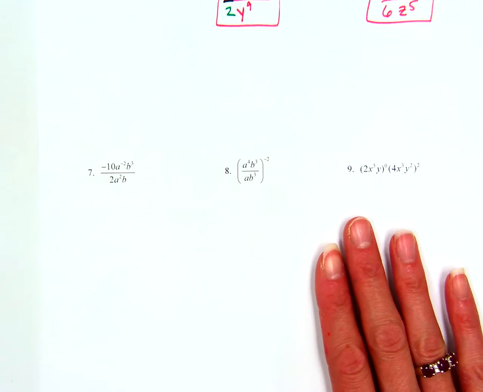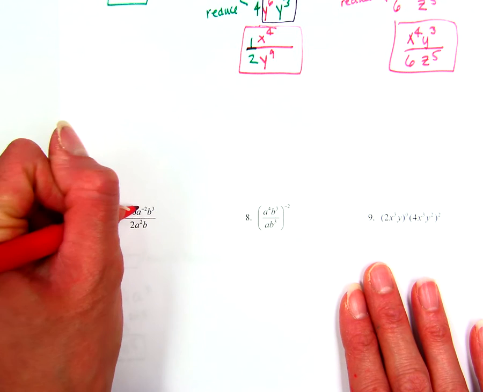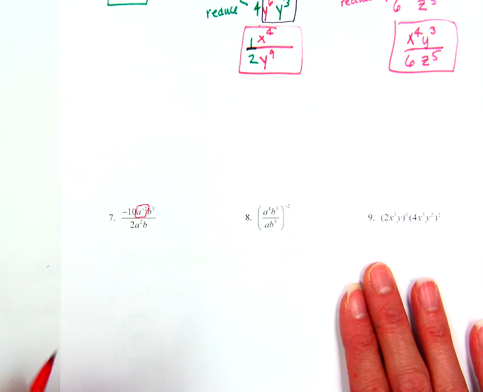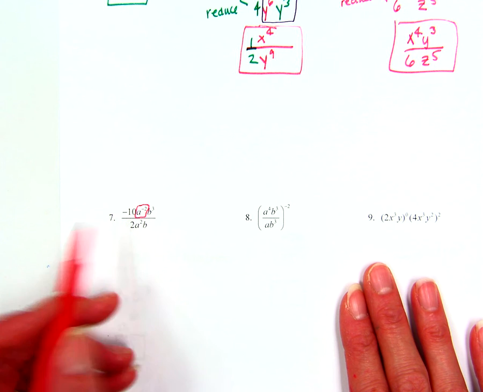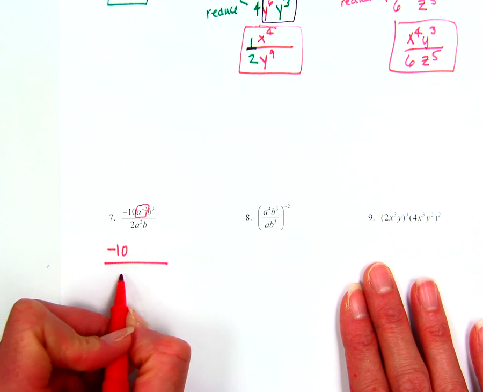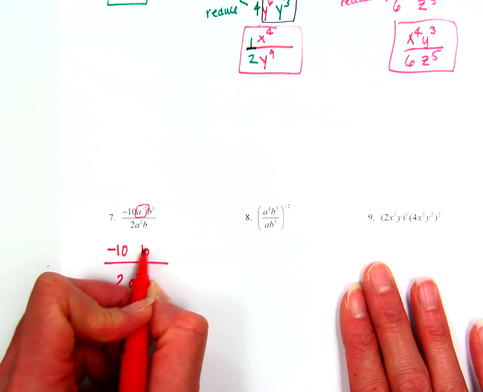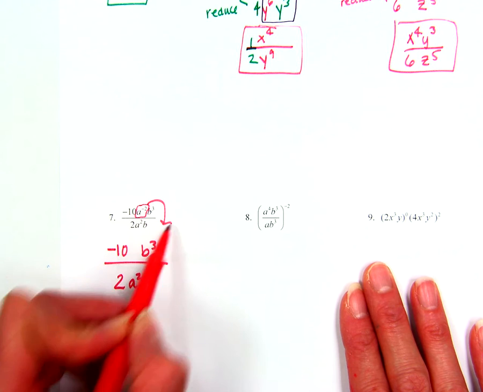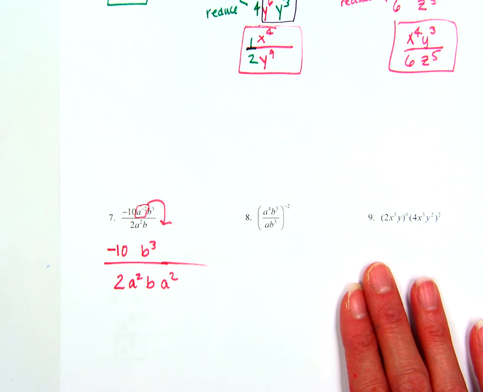All right, number 7. So where do you have negative exponents? The only negative exponent in number 7 is a to the negative 2nd. This negative 10 is not a negative exponent. It's a negative coefficient. So I'm going to keep the negative 10 there. There's nothing that says you can't have a negative 10 in your numerator. The 2 stays, the a squared, the b cubed stays. The only thing that needs to move is my a to the negative 2nd. So I'm going to move that down here. Okay, so I have all positive exponents.